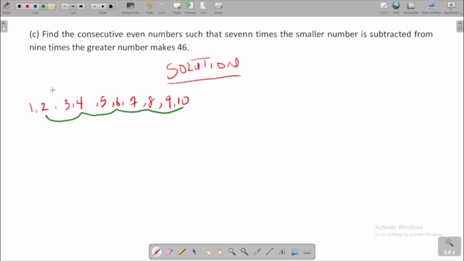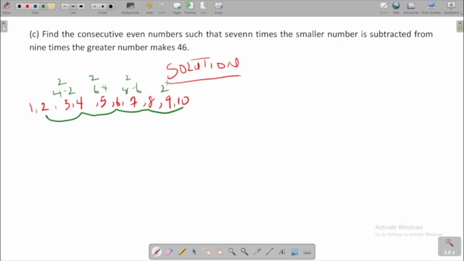If you take 4 minus 2, you have 2 as your answer. If you take 6 minus 4, you have 2. If you take 8 minus 6, that will give 2. If we take 10 minus 8, you have 2 also.